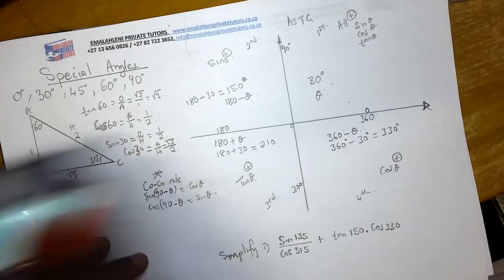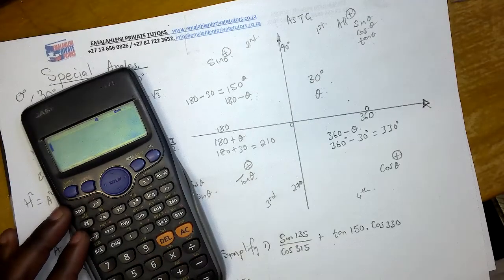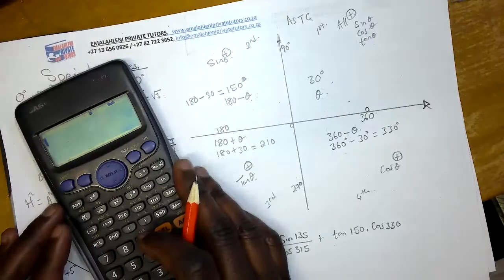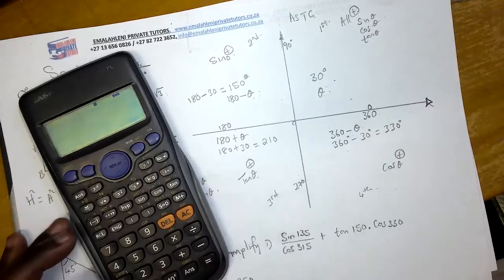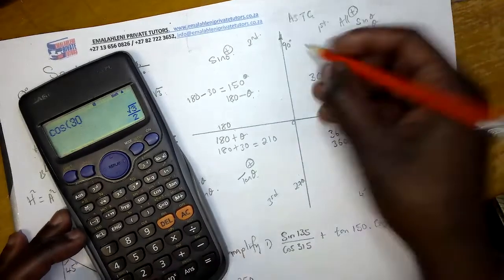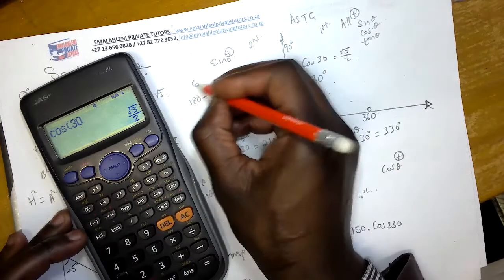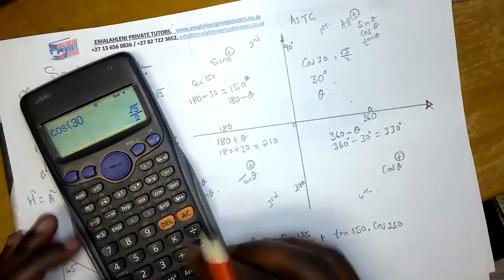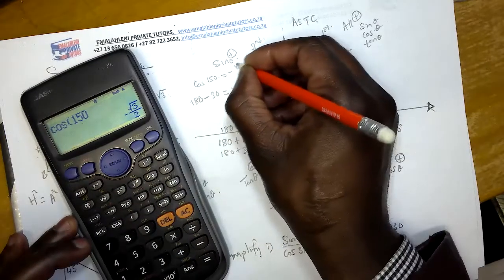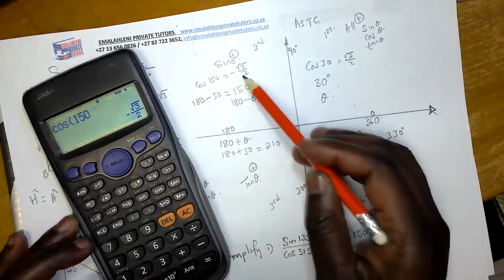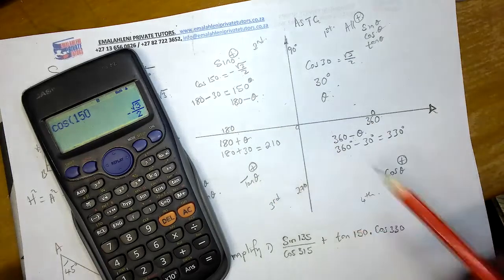Now, let's try to understand, is it correct what we are getting here? Let's deal with cos. It's going to be easy for us here. Let's say cos theta, so that you can see that these angles are equal. Cos 30, we get root 3 over 2. What about cos 150? Cos 150, we get negative root 3 over 2. Can you see that root 3 over 2 is still the same, only we're getting negative here, because cos is negative in the second quadrant.